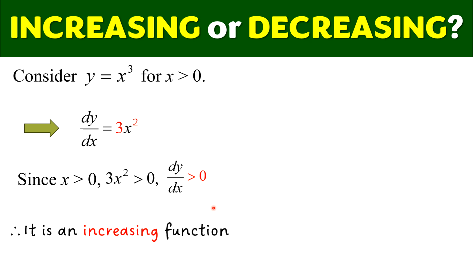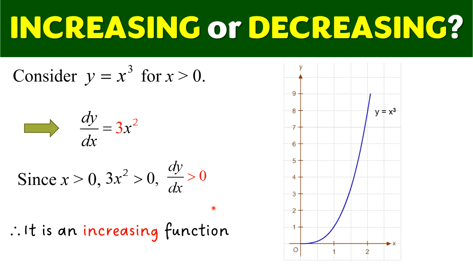Now let's take a look at the graph. If I were to sketch the graph, this is the shape of y equals x cubed for x greater than 0. If I add the tangent, you get to see that we do have an increasing function because we do have a positive slope.